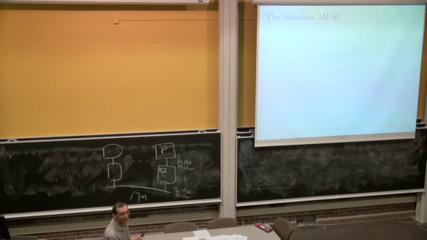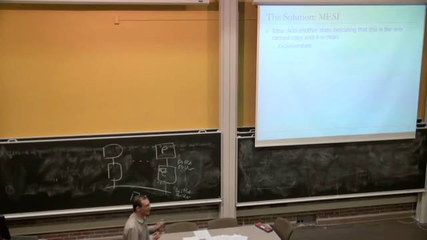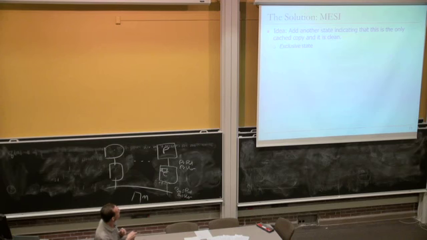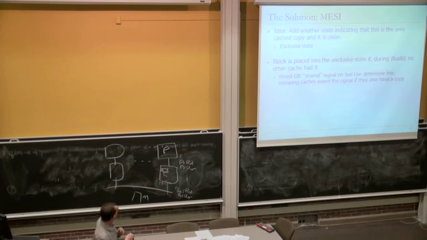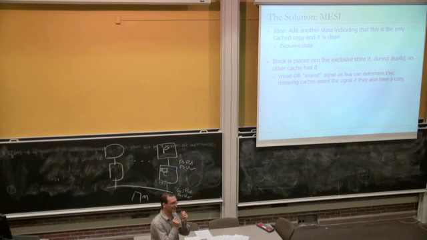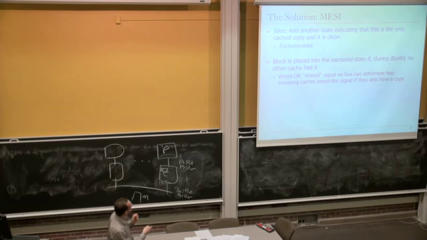So that's the idea of MESI, the solution. And the idea is simple: add another state indicating that this is the only cached copy and it's clean. Right? And that's the exclusive state. It adds a little bit more complexity, of course, because you need to figure out when you read whether or not the block is the only copy. So how do you do that?